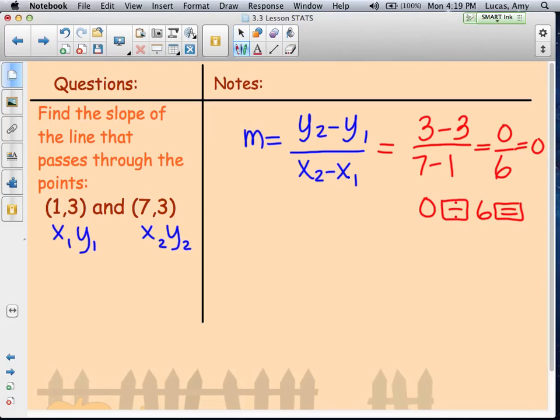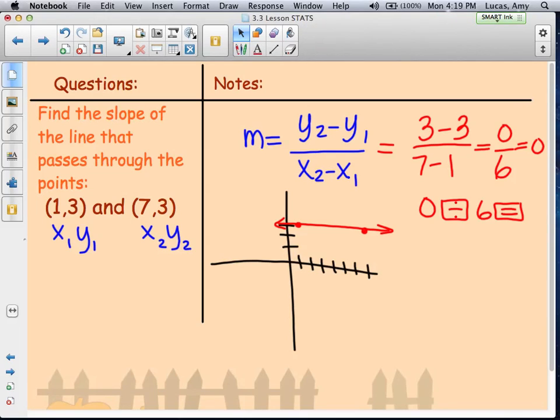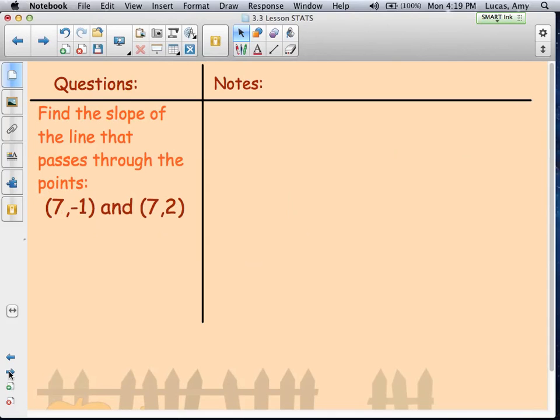Now, if you graph this one, because we already talked about what these should look like, it will be proof. The first ordered pair is 1, 3. Second one is 7, 3. So this would be a horizontal line. Horizontal lines have slopes of 0. They have no slope.